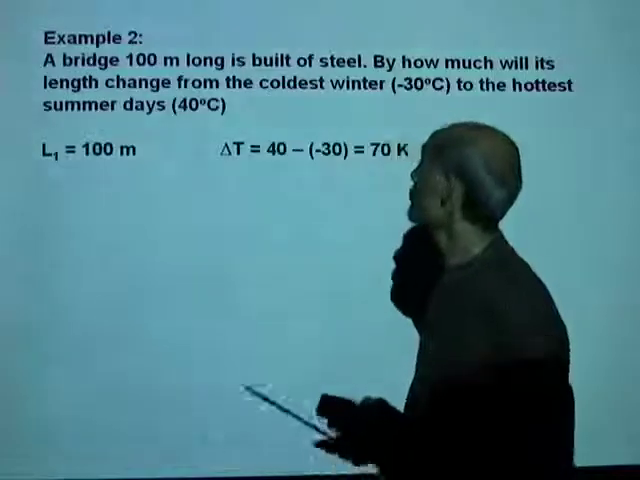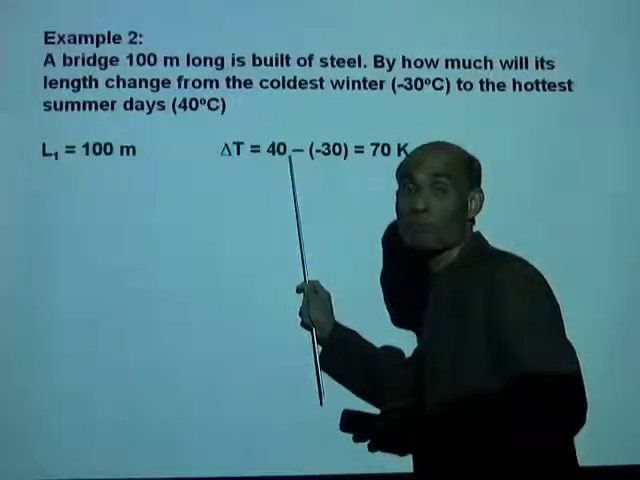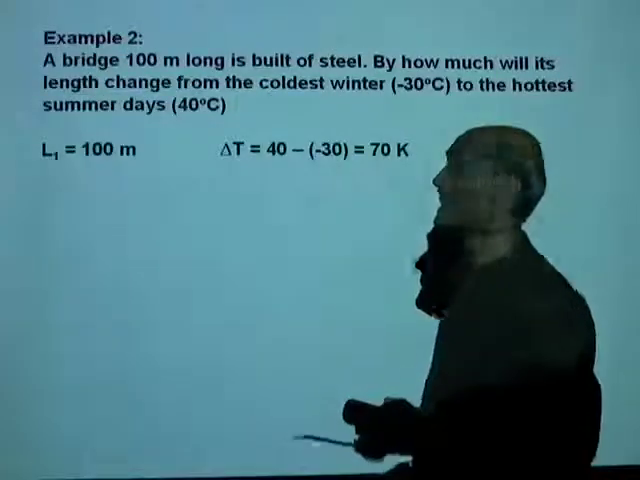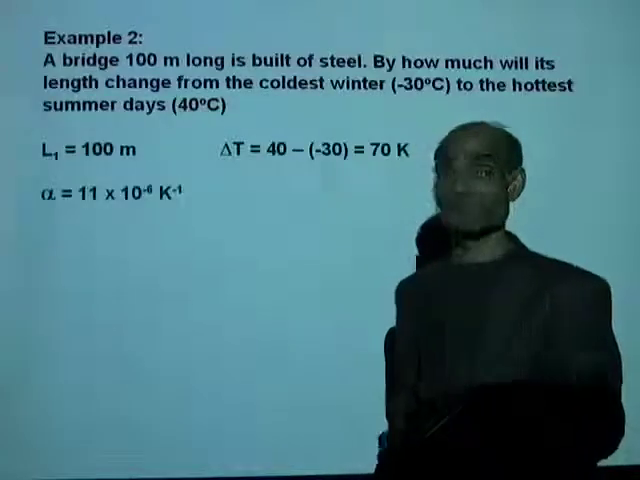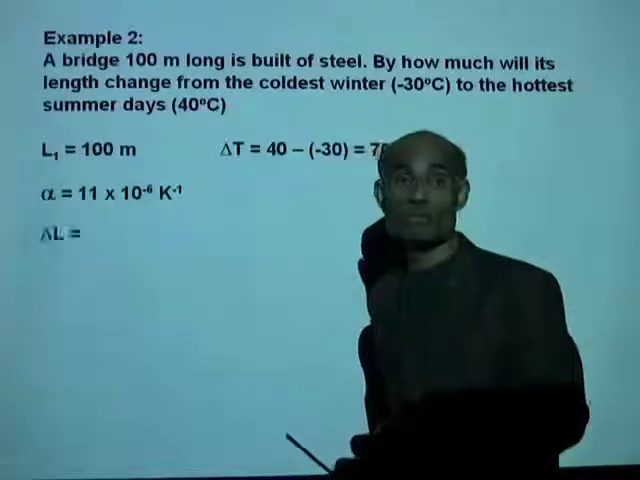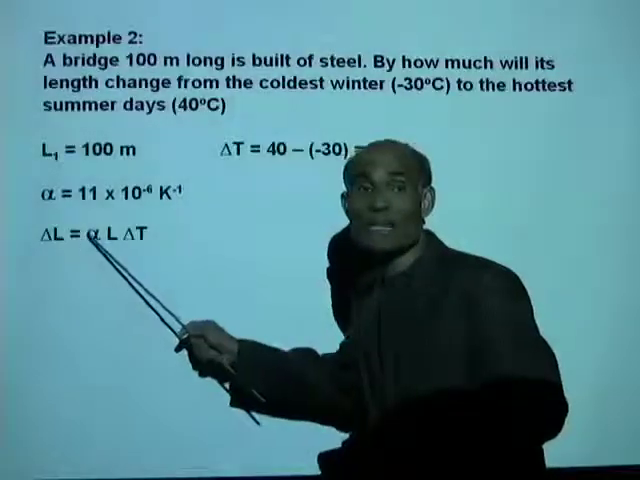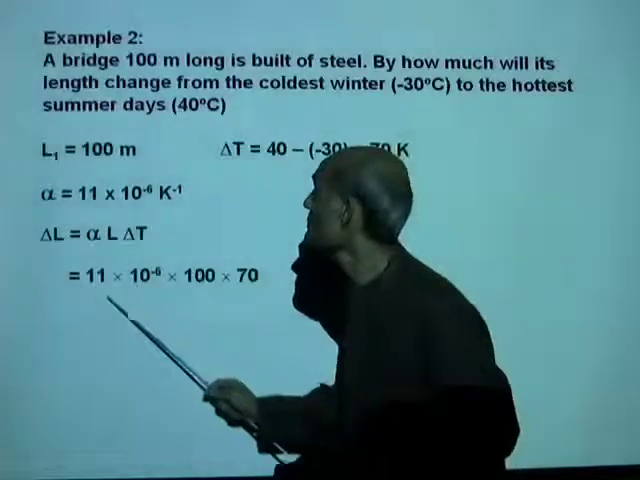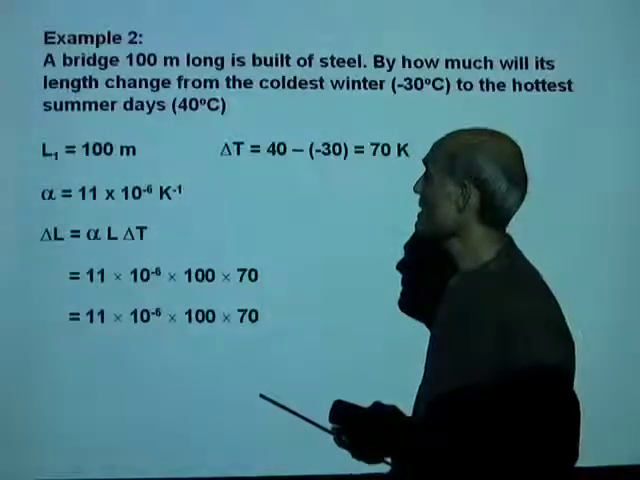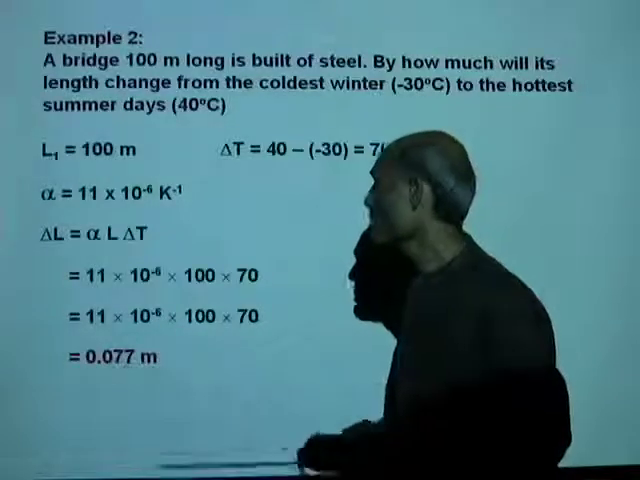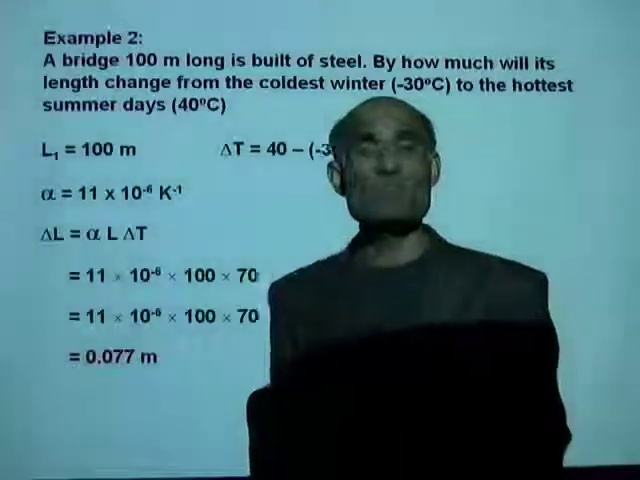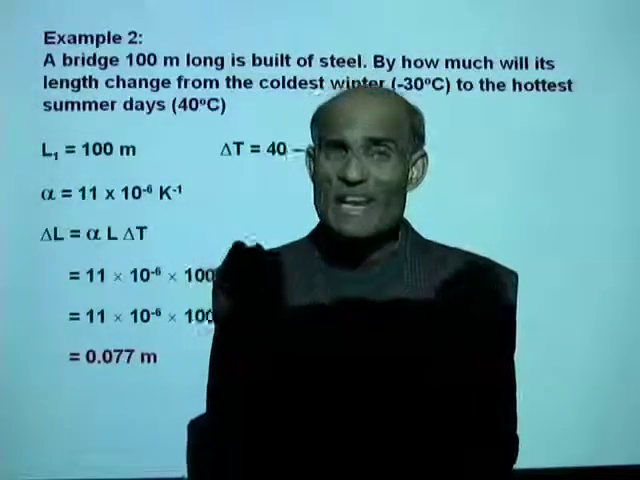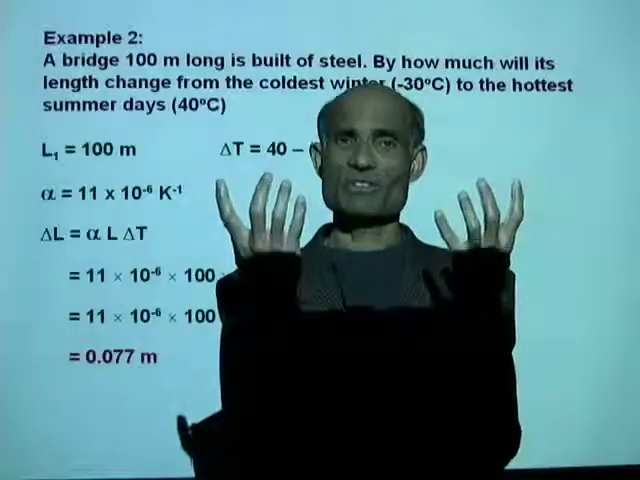Delta T is the final temperature minus the initial temperature. 40 minus -30, that is 70 Kelvin. Alpha is known, therefore delta L is alpha L delta T. And using all the given values, delta L is 0.077 meter. Look at this. When temperature increases, the length of the bridge increases.